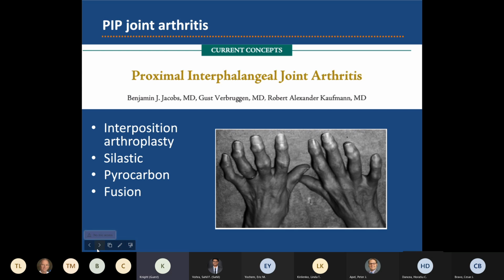The PIP joints. So these are the Heberden and the Bouchard nodes. I tend to remember those by the alphabetical order going from proximal to distal. So the Bouchard are more proximal, the PIP joints. But as far as PIP joint arthritis, I think either fusion or silastic implant or silicone implant are, in my opinion, the better options. Certainly, you can do pyrocarbon, but I think the results are very good with the fusion and silastic. Next.